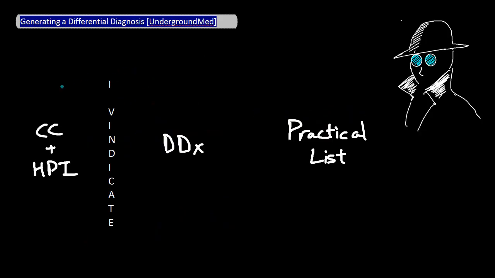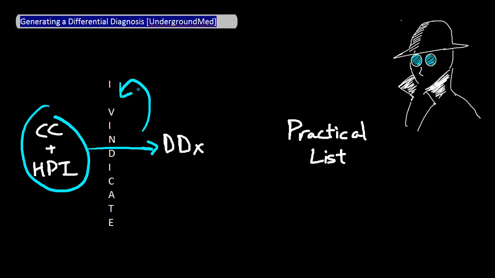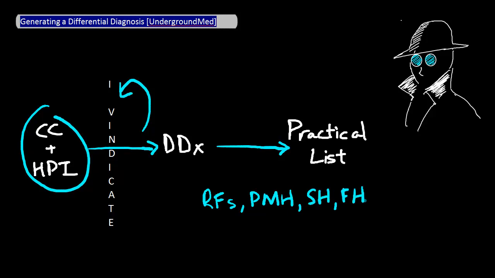What we've done is we've taken a patient's chief complaint and HPI in order to generate a differential diagnosis using the I VINDICATE mnemonic. What you want to do now is use other pieces of information to break that differential down into a more practical list that you can use to plan out the patient's care. So think about the patient's risk factors, their location of pain, their past medical history, their medication lists, their social history, their family history, their physical exam, and take all these considerations in order to narrow down your differential diagnosis into that more practical list.